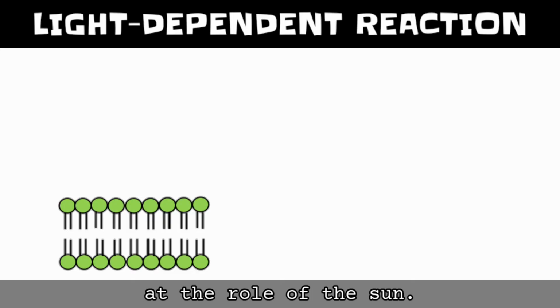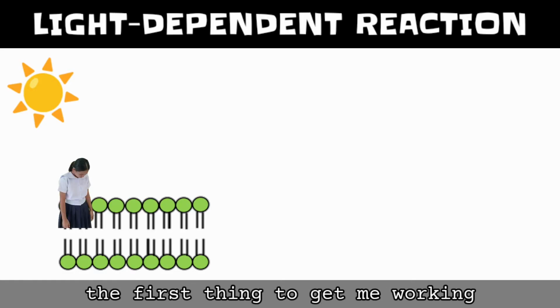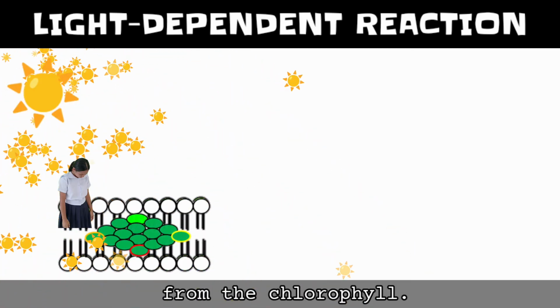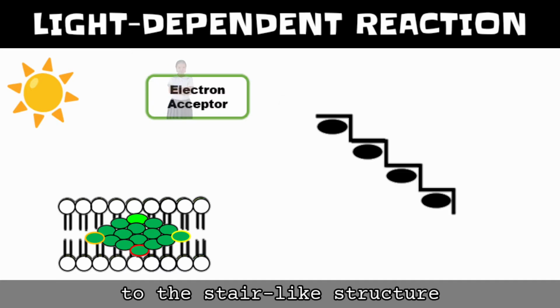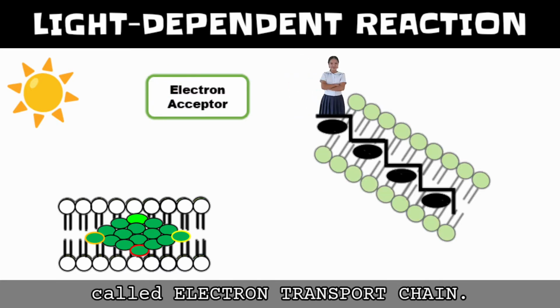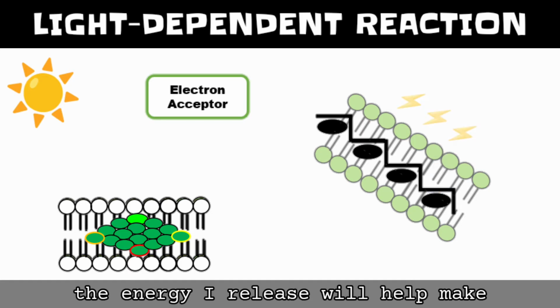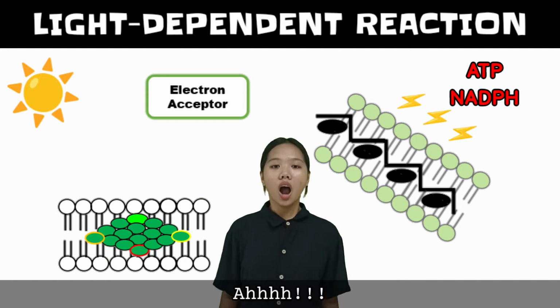Let's first take a look at the role of the sun. Assuming I am the electrons here, the first thing to get me working is through the energy in the form of sunlight being absorbed by the pigment from the chlorophyll. This will then get me excited as I get ejected to the stair-like structure called electron transport chain. As I jump and jump and jump from here, the energy I release will help make the ATP and NADPH, which will soon be used to form the glucose.